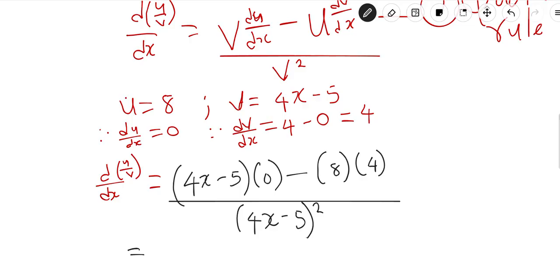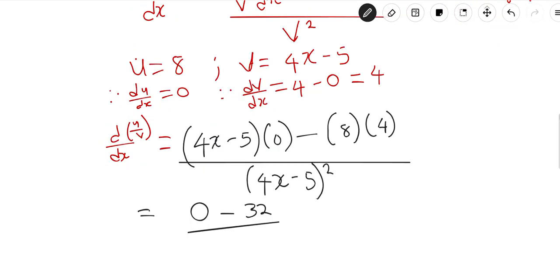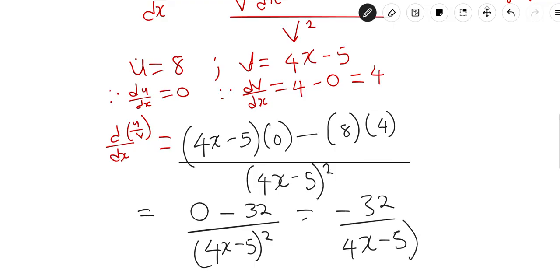Now, anything multiplied by 0 is 0. So 4x minus 5 multiplied by 0 becomes 0. Minus 8 multiplied by 4, that's 32. Divided by 4x minus 5 all squared. And that's going to give us minus 32 divided by 4x minus 5 all squared.